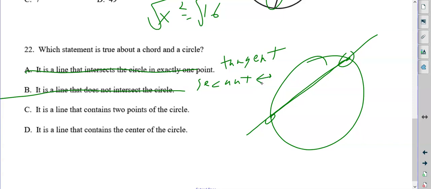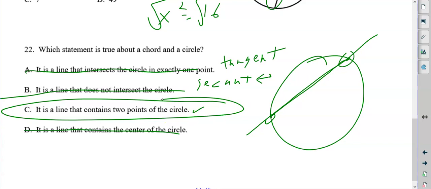It is a line that contains 2 points of the circle. That sounds good. We always check all of our choices. It is a line that contains the center of the circle. It can, but does not have to. So therefore, my answer is C. Okay? D is a true statement for a diameter, but a chord does not have to go through.